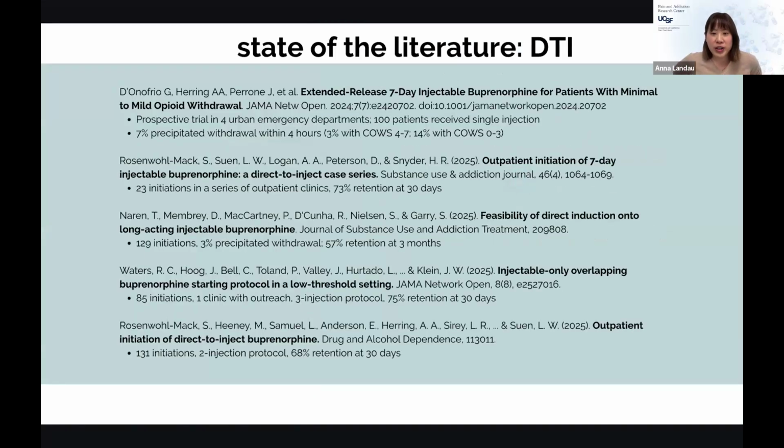So Sarah was very kind enough to put together this literature review of all of the papers that have been published on direct-to-inject. And as you can see, there are 5. So there is not a lot of literature out there. And all of these papers are really focused on patients with opioid use disorder and just even the feasibility of doing direct-to-inject in a real world setting.